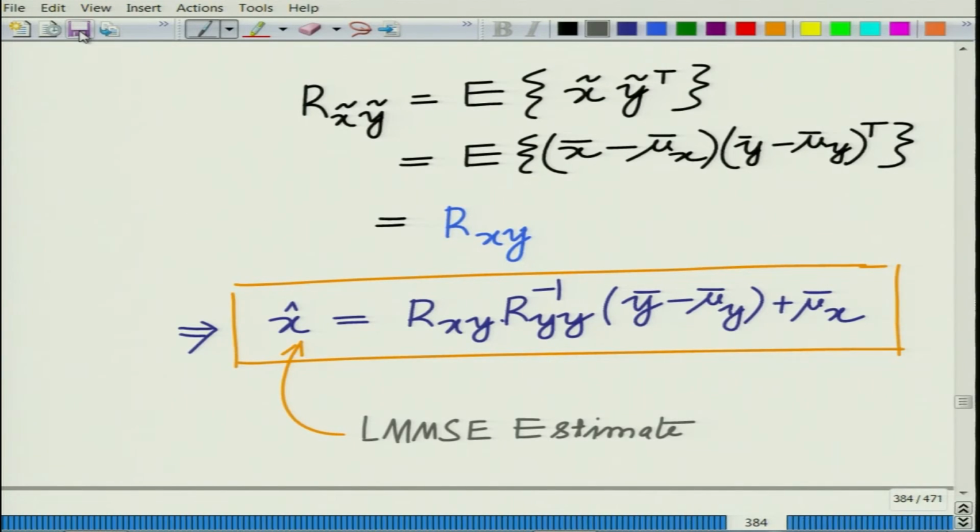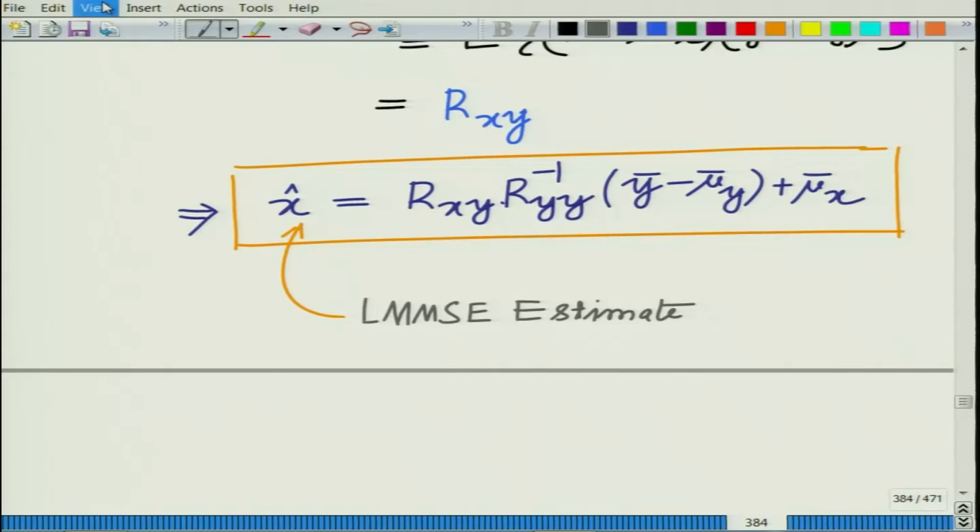Okay. So, that essentially completes our derivation of the LMMSE estimate, first for the 0 mean quantities x bar and y bar, and then where the quantities are general, that is, the mean is not equal to 0. And you can in fact observe something very interesting. Let us look at an interesting case.